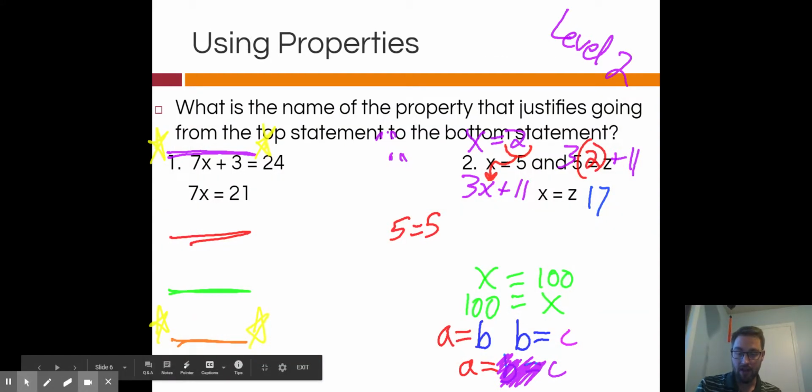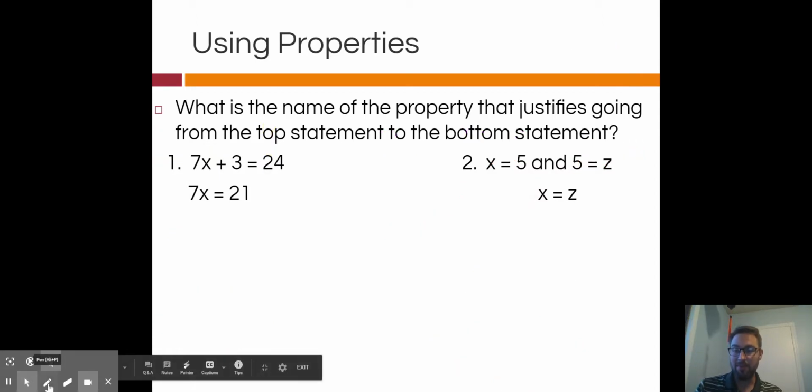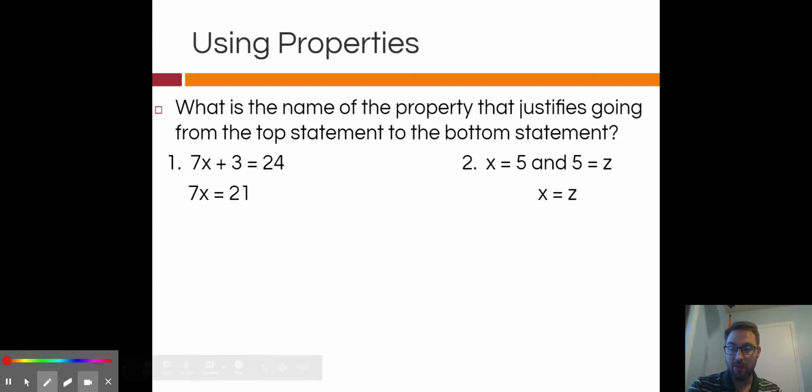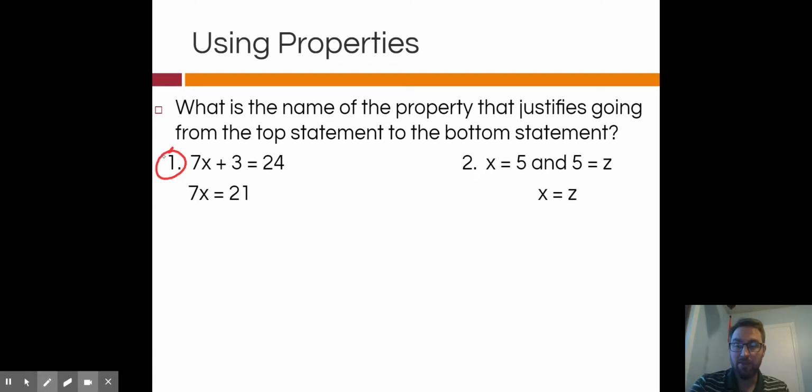Let's see if I can do my hotkey. There we go. Let's try a couple examples. What is the name of the property that justifies, there's that word again, going from the top statement to the bottom statement? So the top statement for number 1 here is 7x plus 3 equals 24. And the bottom statement is 7x equals 21. Well, what happened on the left side? We just got rid of that plus 3. And 24 going down to 21, that's also subtracting 3. So the property we used was subtraction.